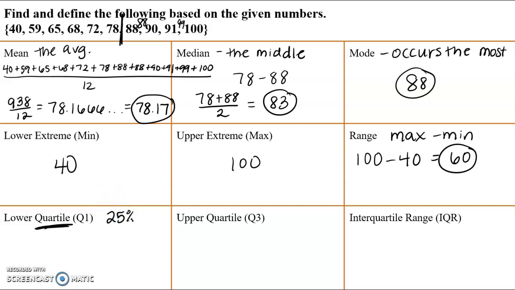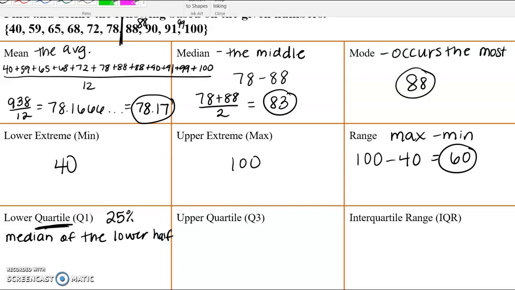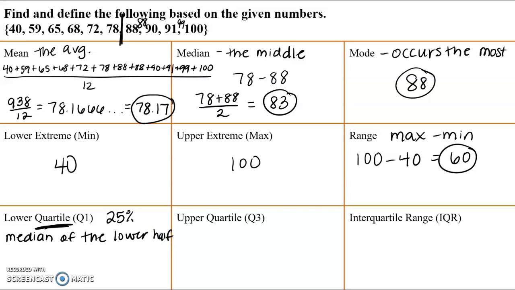That means it's where 25% of the data is below that point. The way we find this is it's actually the median of the lower half. Now, the lower half occurs below the median. So the lower half here, let me switch colors real quick, would be everything on this side. So the median of these 6 numbers on the left side would be Q1.